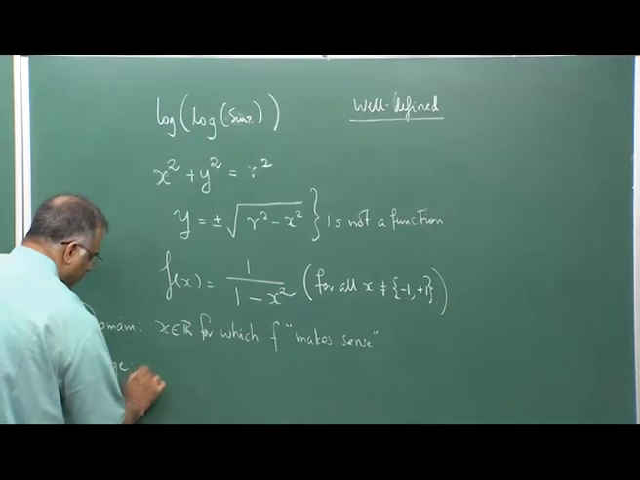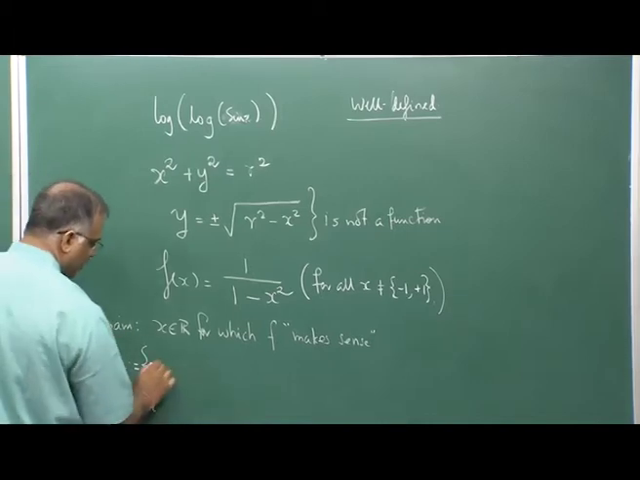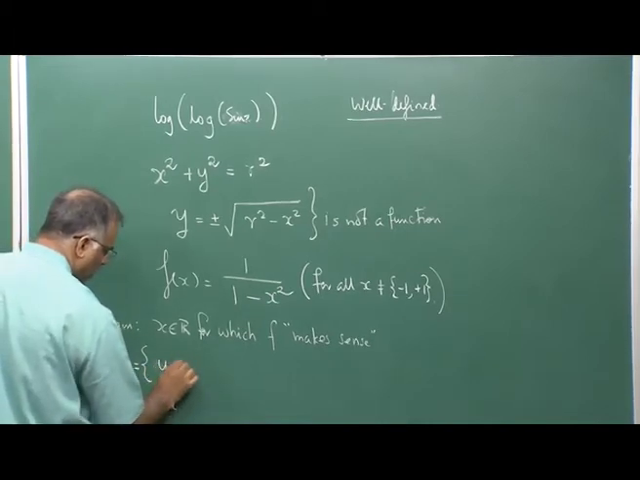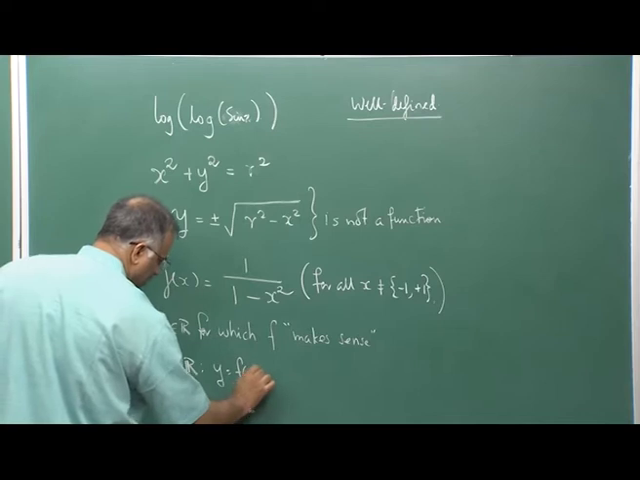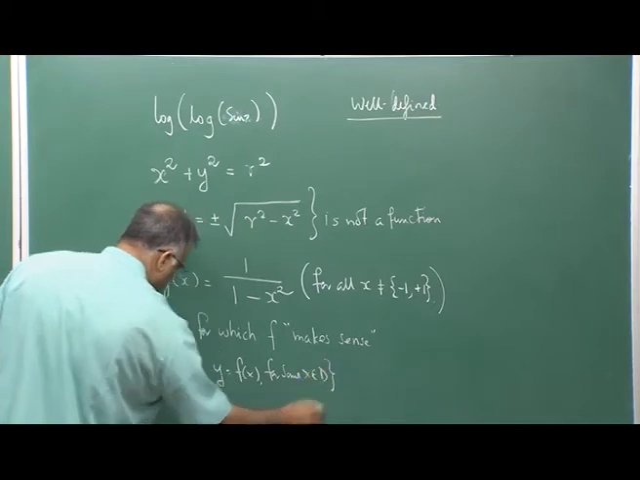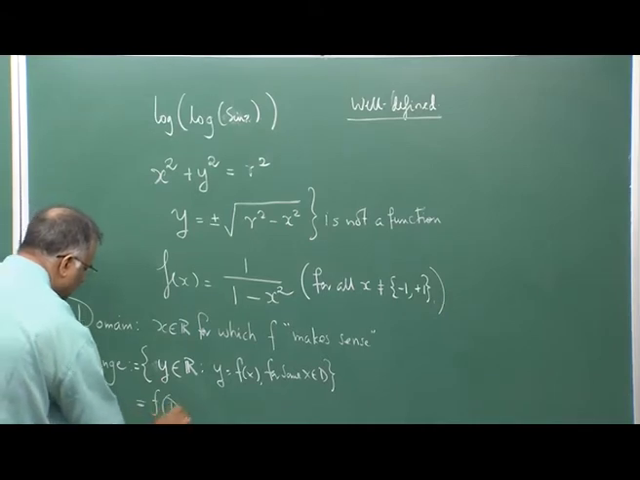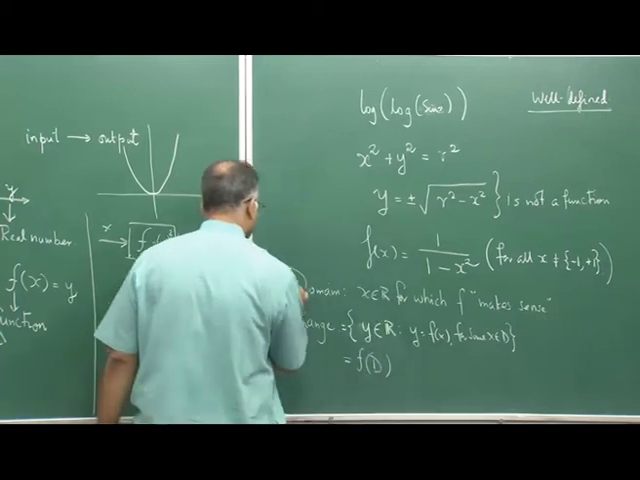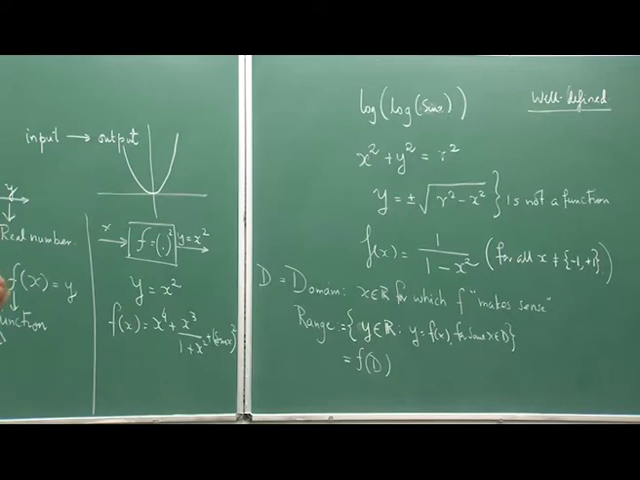So, the range of f is sometimes defined as a set. I am assuming that you know what a set is, that is the set of all y in R such that y is equal to f(x) for some x in D. From a more compact point of view, I can simply write it as f(D), if I call D the domain. But sometimes getting a range becomes very problematic. You cannot always say that I have found a range.